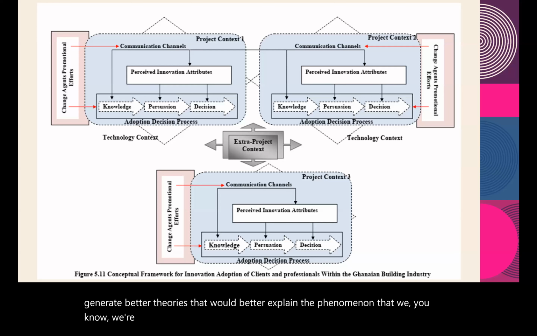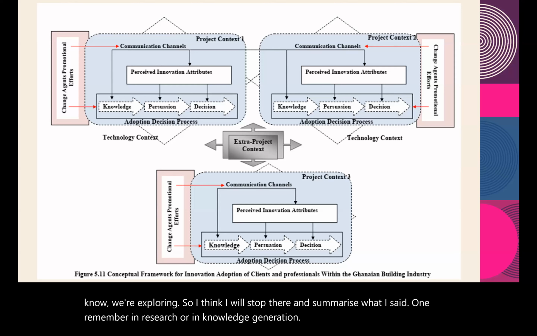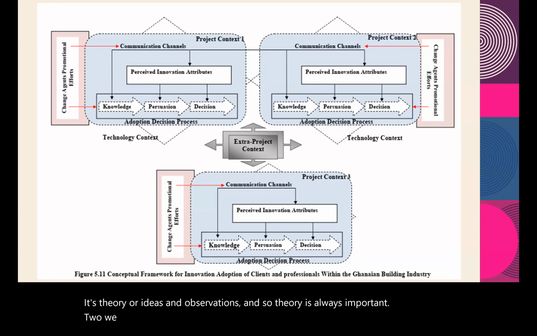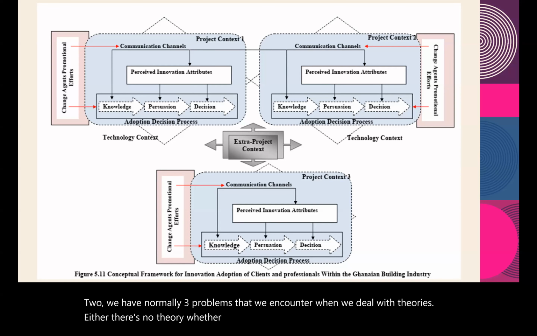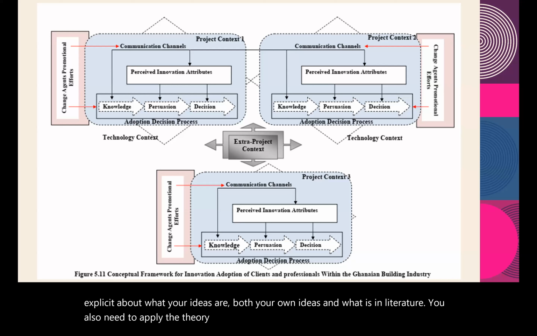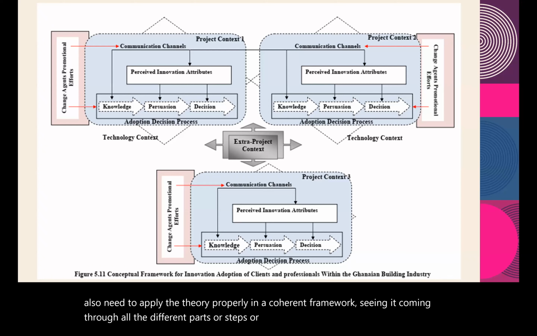So I will stop there and summarize what I said. One, remember, in research or in knowledge generation, it's theory or ideas and observations. And so theory is always important. Two, we normally have three problems that we encounter when we deal with theories. Either there's no theory at all, or you need to be explicit about what your ideas are, both your own ideas and what is in the literature. You also need to apply the theory properly in a coherent framework, seeing it coming through all the different parts, steps or stages in the research. And then you don't want to be overly reliant on theory. Okay, I will stop there and look forward to the discussions and questions.